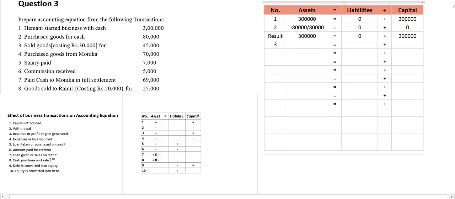I have solved example number 1 and 2 in a similar way, but the rest of the question might be a little bit complicated, right? So sold goods, cost of the good is 30,000, but we sell it for how much? 45,000. So one asset minus, one asset positive. But what is the problem? The asset we have to minus is only 30,000, but the asset that we have to positive is equal to how much? 45,000.